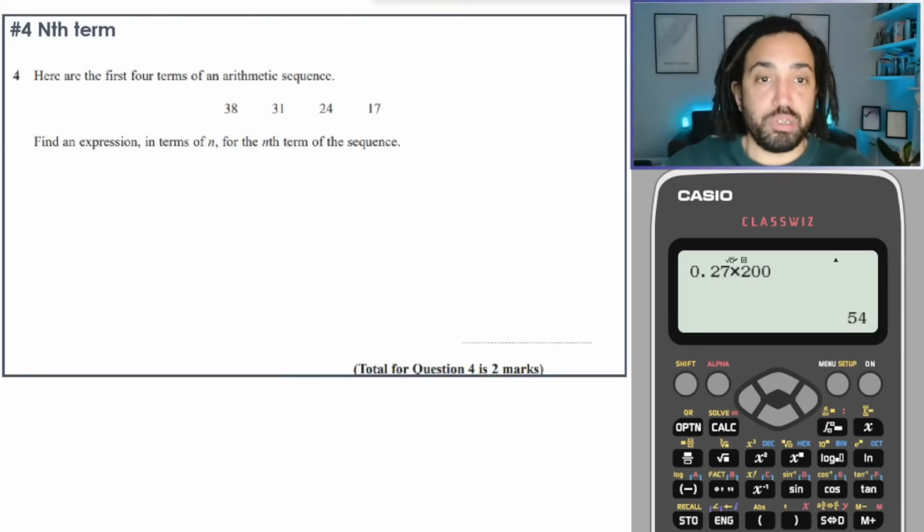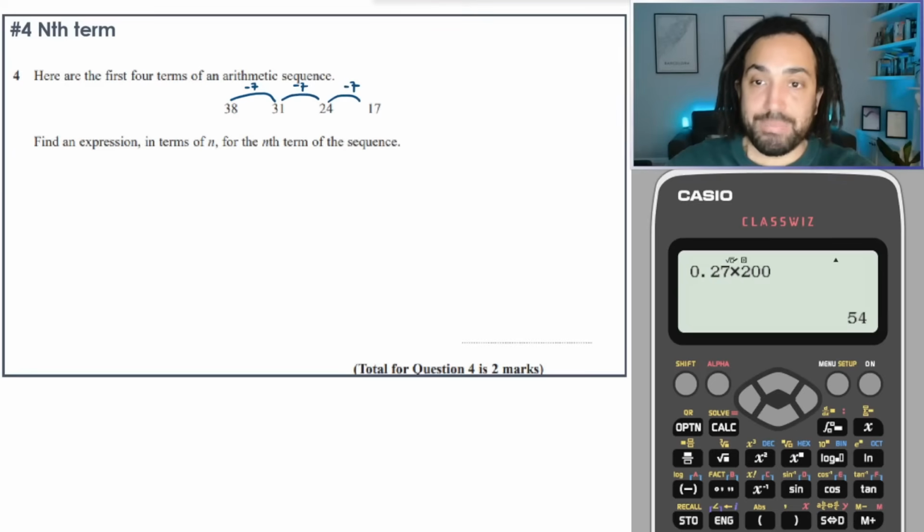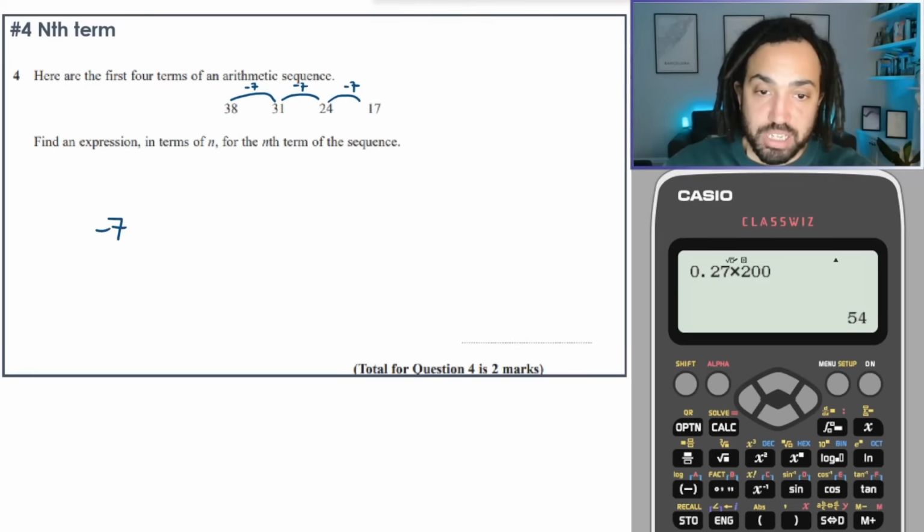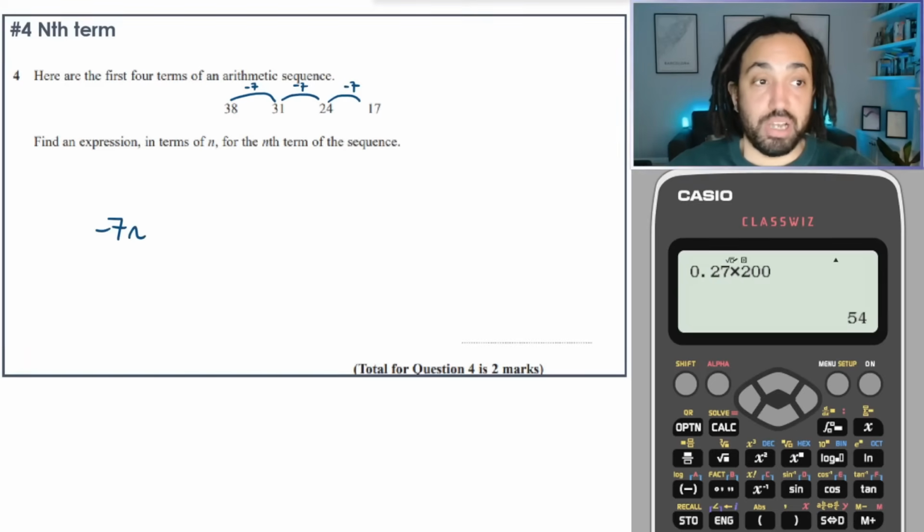Okay, topic number 4, the nth term. This is finding the nth term. So what we do is we look at the gap between them. In this case, it is minus 7. We're taking away 7 each time. So this is very much like the minus 7 times table, which we write minus 7n.